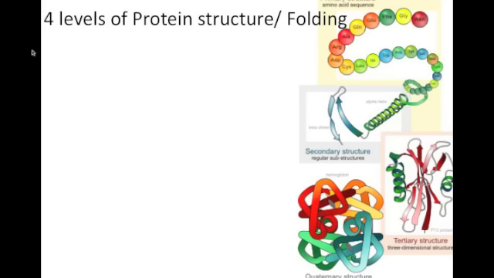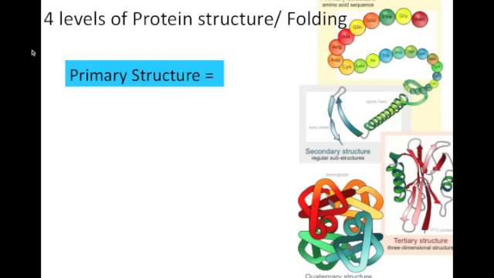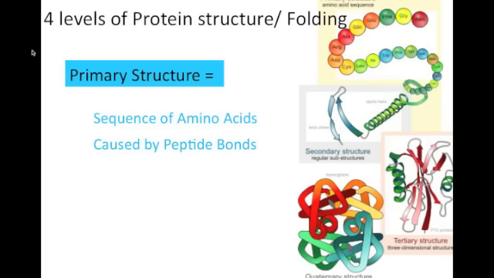All right, let's look at the 4 levels of protein structure and folding. Again, let's look at the picture before we take our notes. Primary structure, that's going to be the first level. Secondary structure is the second level. Tertiary, the third, and quaternary, the 4th level. We'll start in our notes with the primary structure. Primary structure is just the sequence of amino acids. It's what we saw in the picture before, and this is caused by those peptide bonds. Those are strong covalent bonds between the hydrogen and nitrogen of the 2 functional groups.